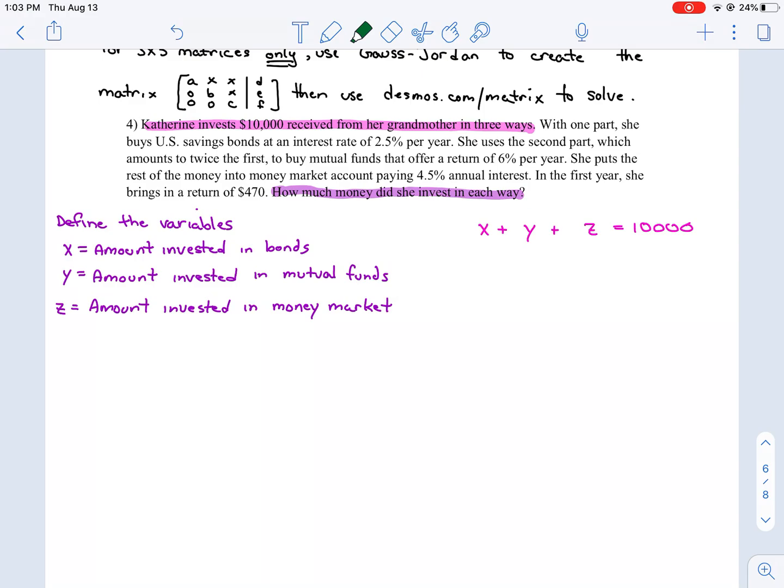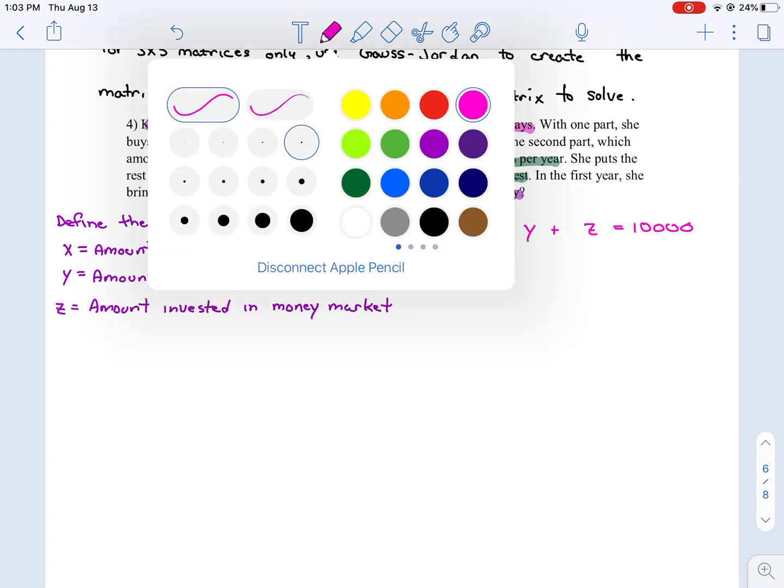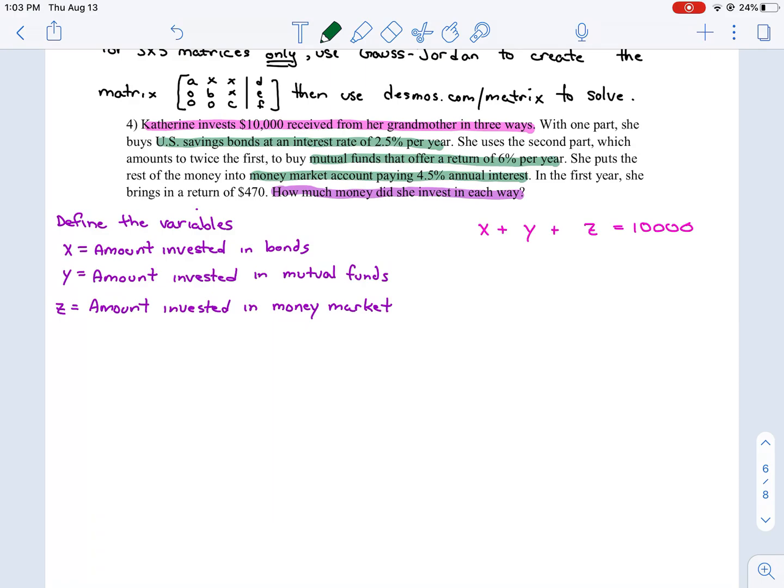Next, we'll take care of the interest. So she buys U.S. savings bond at an interest rate of 2.5% per year. Mutual funds are 6% per year, and the money market is 4.5% a year. So please remember to convert those percentages to decimals. So that would be 0.025x plus 0.06y plus 0.045z. That has to equal $470.